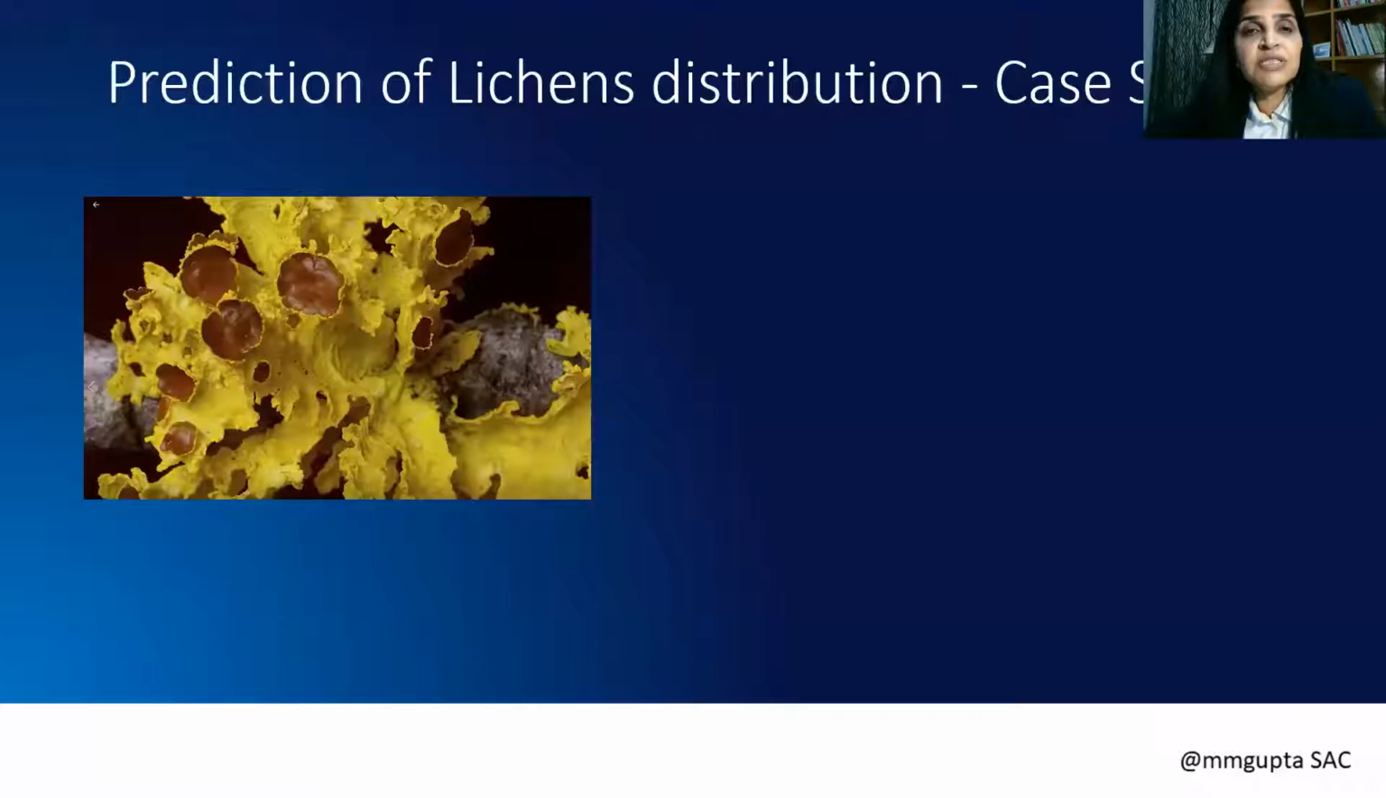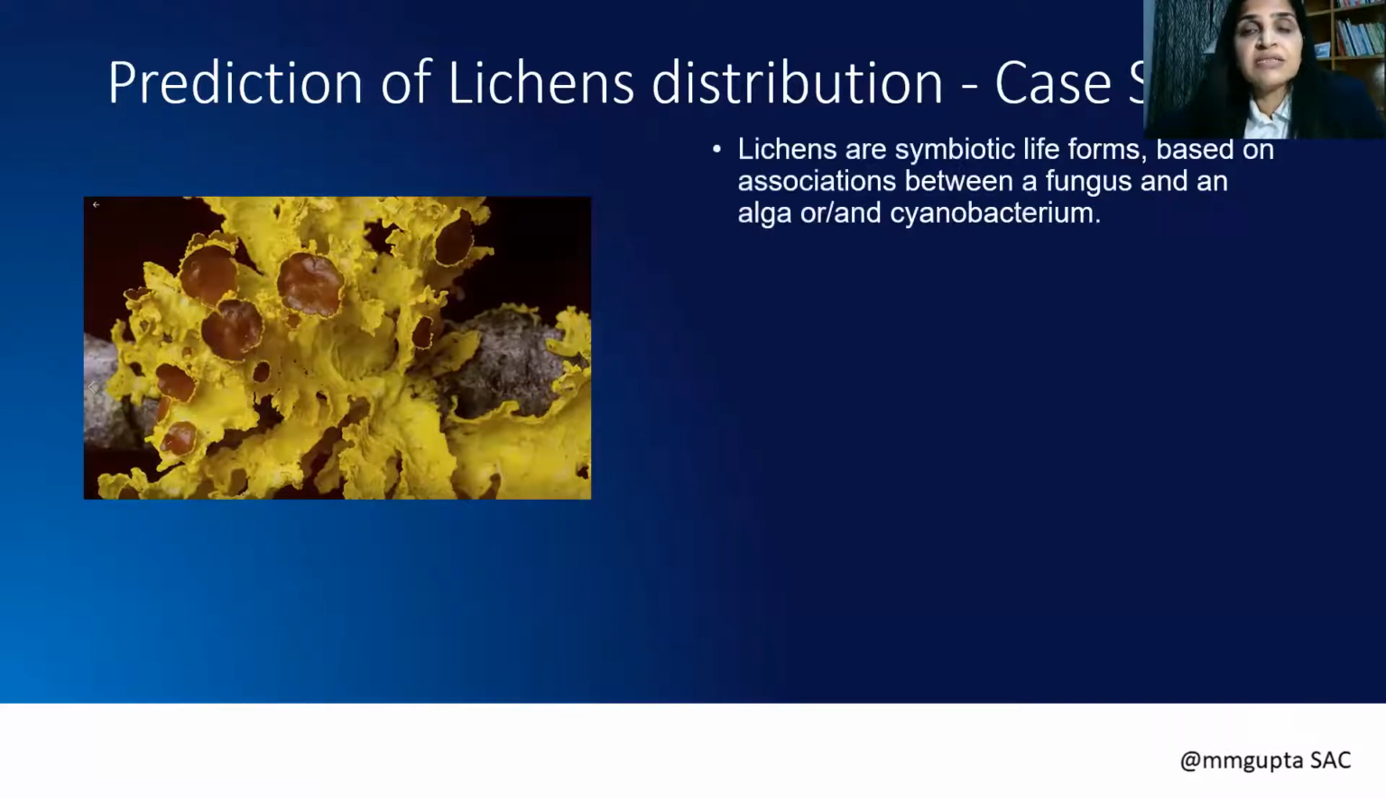But we study this with the help of two case studies. One is lichen distribution. So what is happening in lichen distribution? You know, lichen is a symbiotic association between fungi and algae.